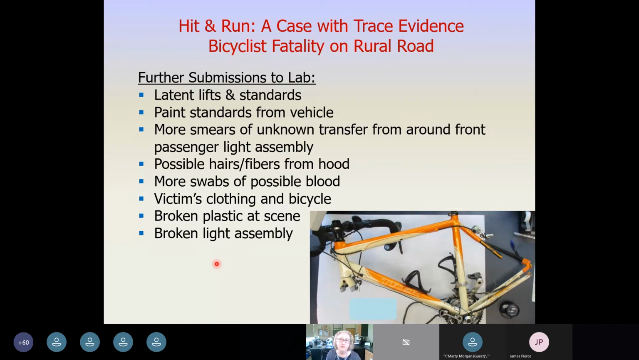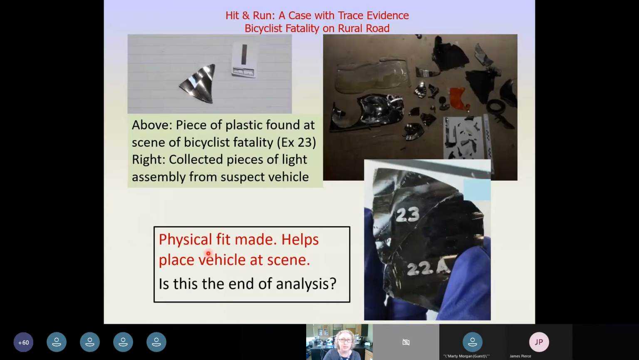We got the paint standards from the vehicle. We got more smears from different parts of the car or truck. Those hairs and fibers that were seen on the vehicle, more swabs of possible blood, and then the victim's clothing, her bicycle frame, and the broken plastic at the scene, as well as the broken light assembly taken from the vehicle. Whew, that's a lot. That'll keep us very busy.